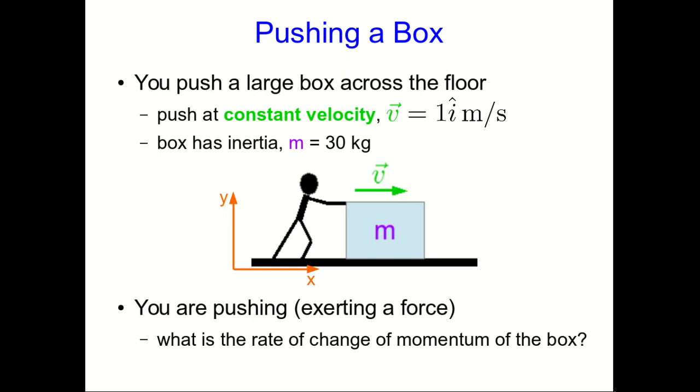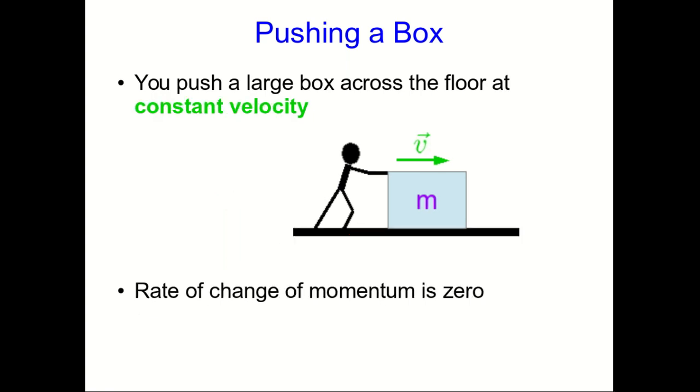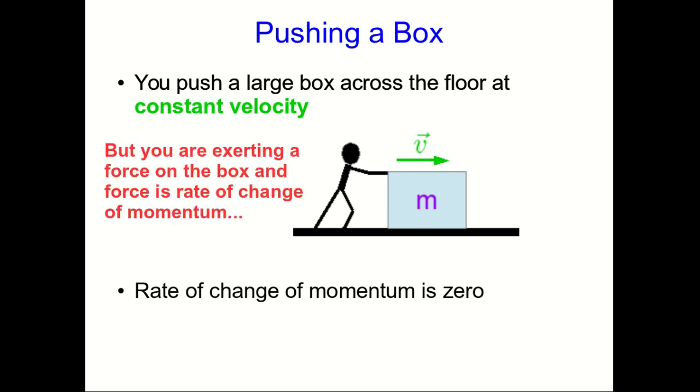And what you already know, if you're doing this through Moodle, is that the rate of change of momentum is 0. Note, the box is moving with constant velocity, and its inertia certainly isn't changing, and so its momentum isn't changing. So the rate of change of momentum is 0. But you are exerting a force on the box, and we've defined force as the rate of change of momentum.